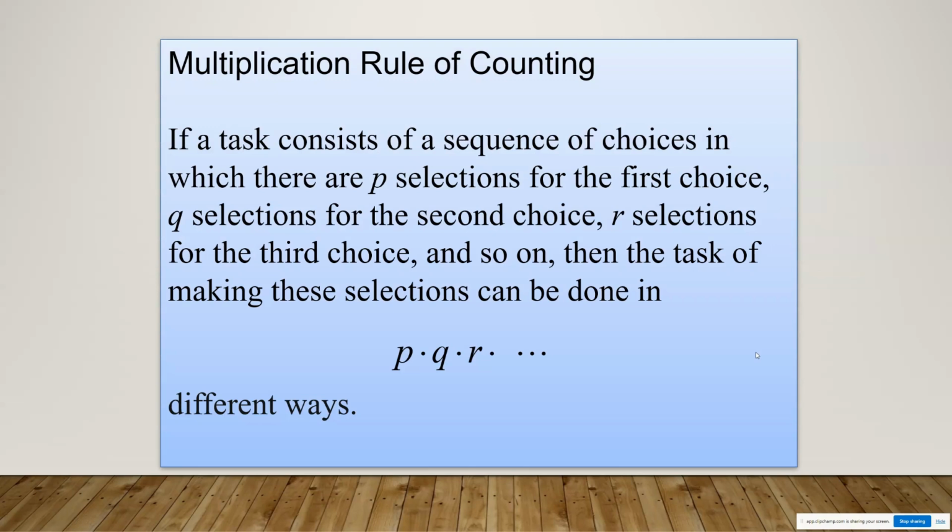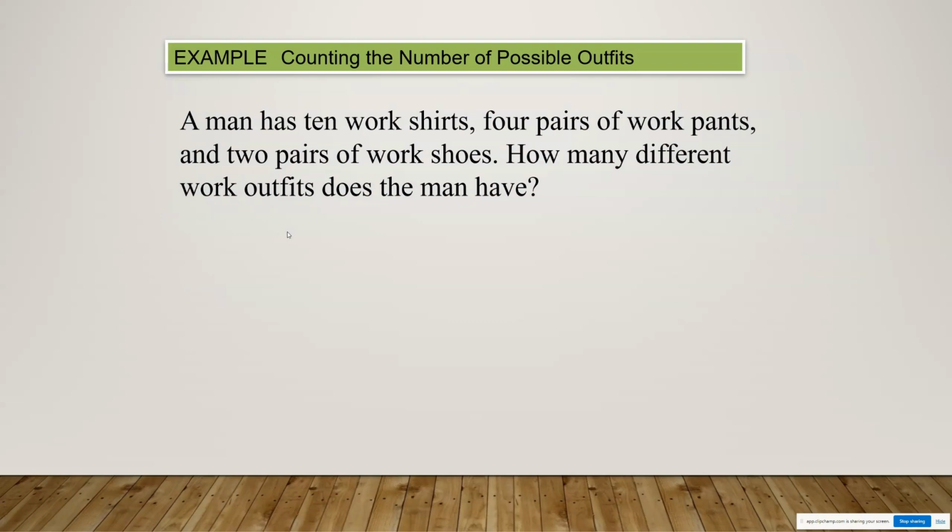All right, so what do I mean by task and a sequence of choices? Let's work 2 examples. So the first one is about counting the number of possible outfits. So let's say a man has 10 work shirts, 4 pairs of work pants, and 2 pairs of work shoes. How many different work outfits does the man have? And assuming that everything matches.